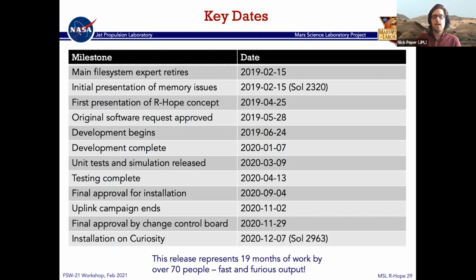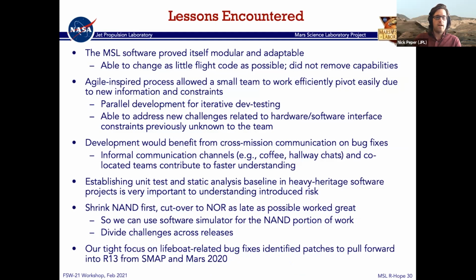Take a look real quick at some key dates. So important things here. Our last round of memory issues was in February of 2019. 2 months later, we had our first RHOPE concept presentation. Took about 8 months after that to finish development on the primary flight software, and then 11 months after that to do all of our testing, our final approvals on the ground, uplink the flight software, and install on the vehicle in December of last year. So about 19 total months of work, most of it completed during the pandemic and from home, with a bunch of people involved in various capacities. Next slide, please. Finally, we'll look at some lessons learned here, and then we'll get to some questions.